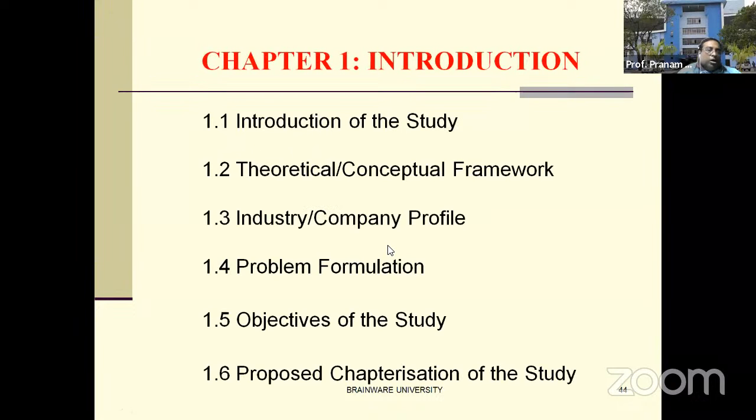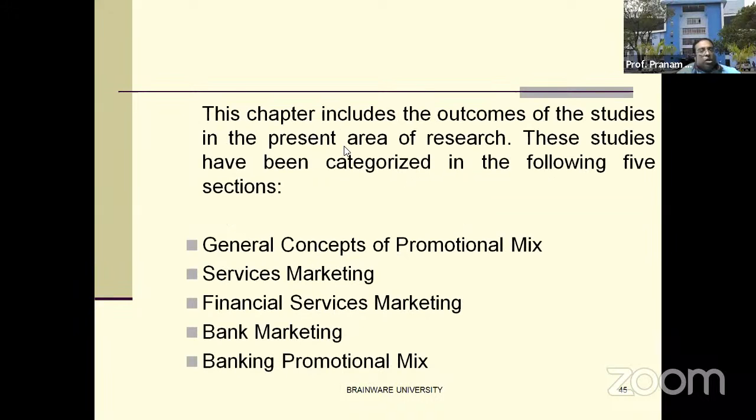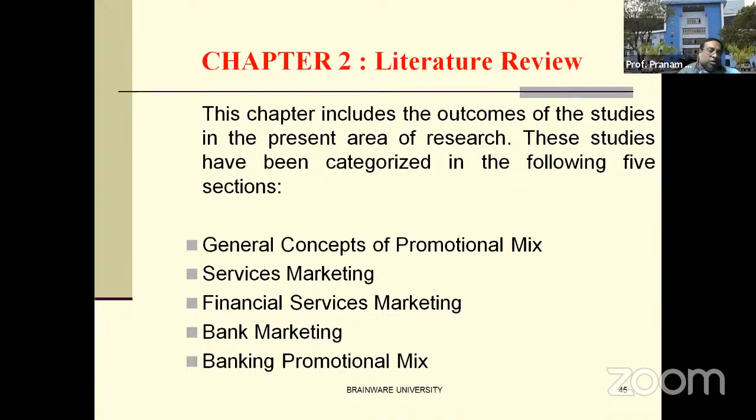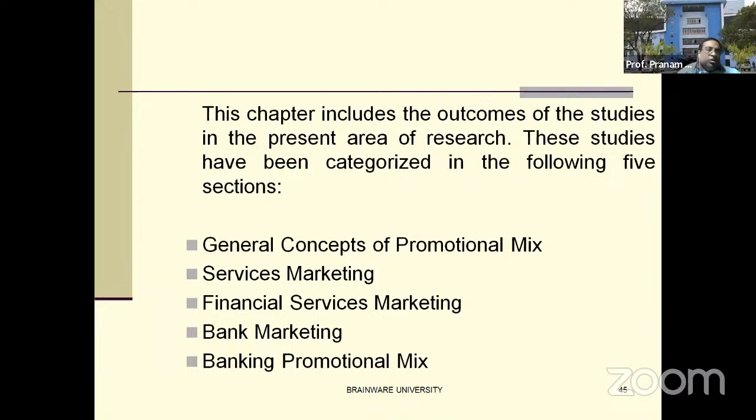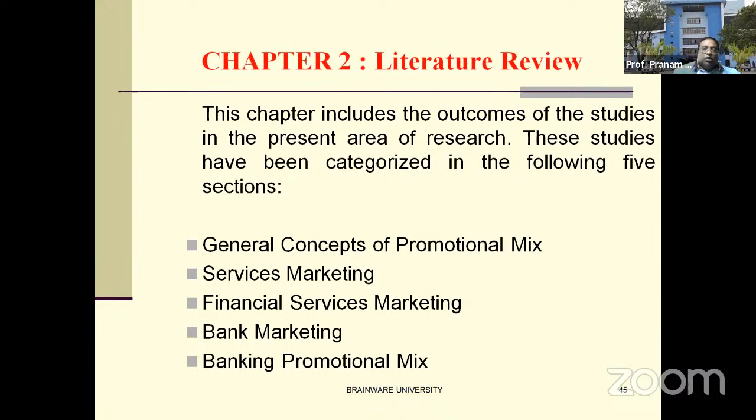Then this is chapter 1, the introductory chapter. What should it have? This is only a sample, you can change. 1.1 is the introduction of the study, 1.2 theoretical or conceptual framework, 1.3 industry or company profile, 1.4 problem formulation, 1.5 objectives of the study, 1.6 proposed chapterization of the study. Now this chapter includes the outcome of the studies in the present area of research. These studies have been categorized in the following sections. This is the second chapter, that is literature review. The first chapter dealt with this, now coming to the second chapter. The second chapter is literature review.